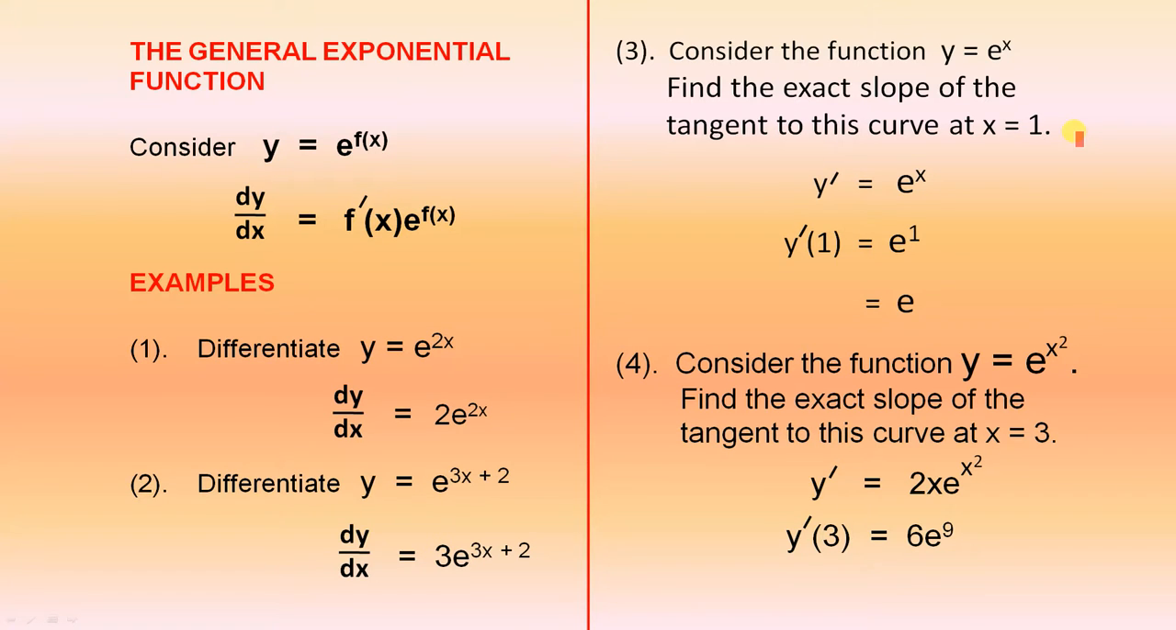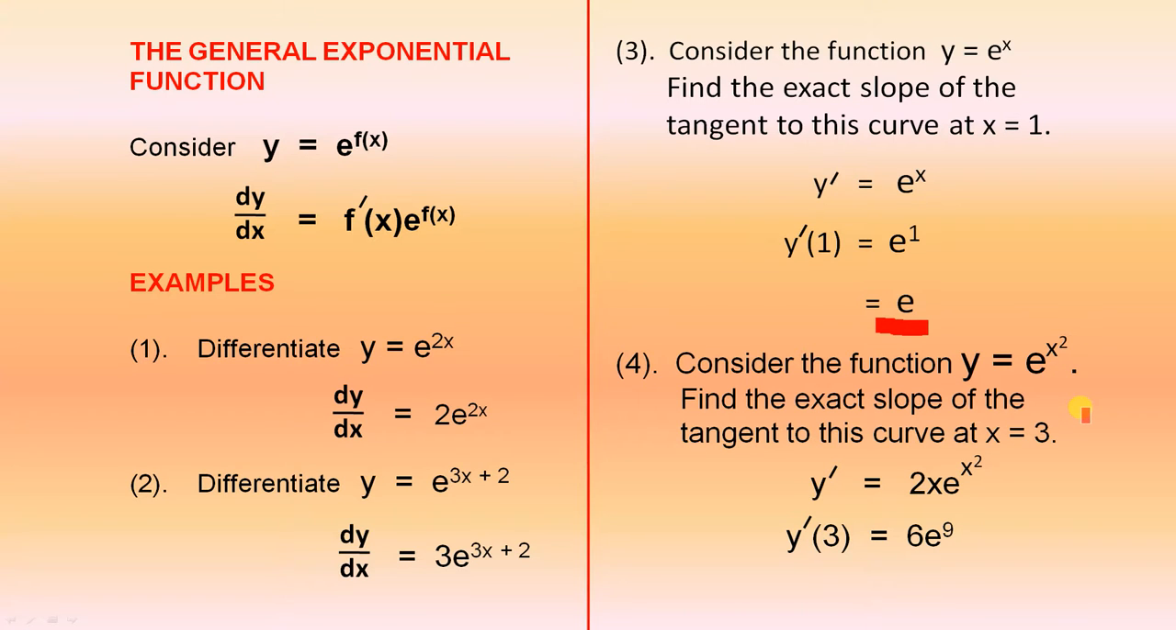Consider the function y equals e to the x. Find the exact slope of the tangent to this curve at x equals 1. So y dashed equals e to the x. So if we substitute 1 into this, because that's how we find the gradient, that'll be e to the power of 1, which is e. So that's the gradient when x equals 1.